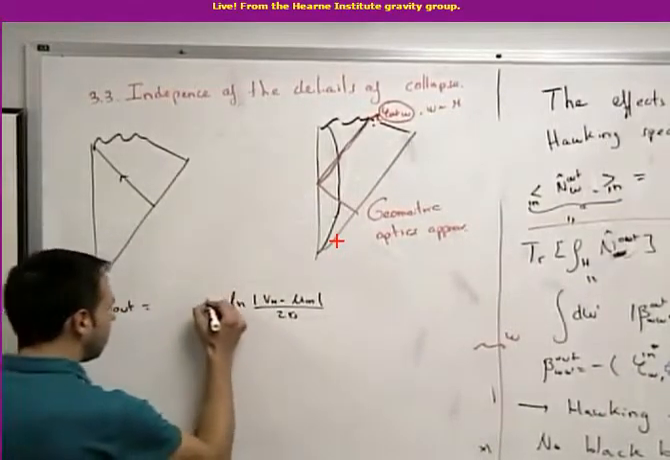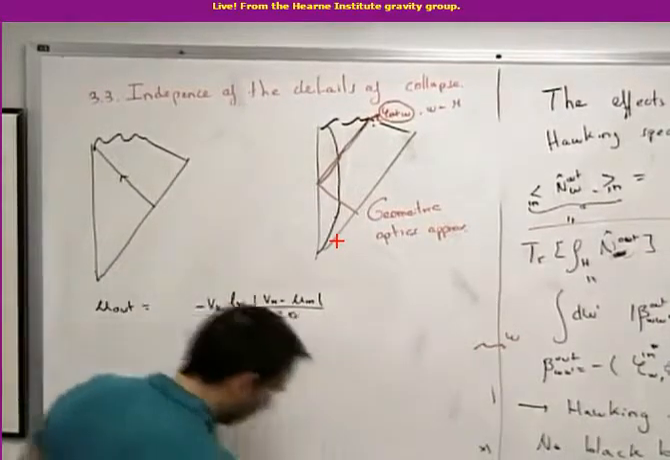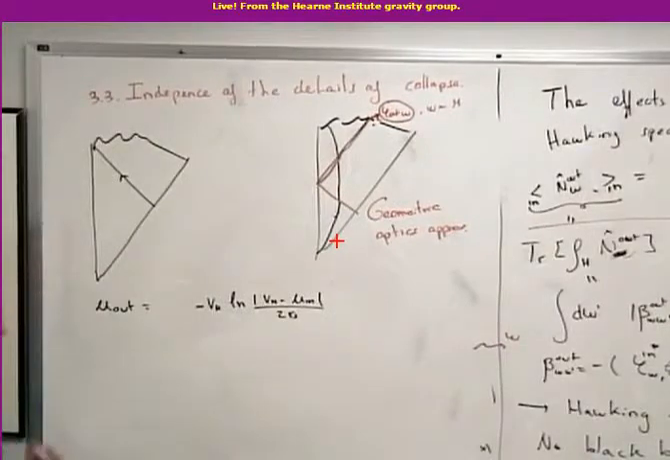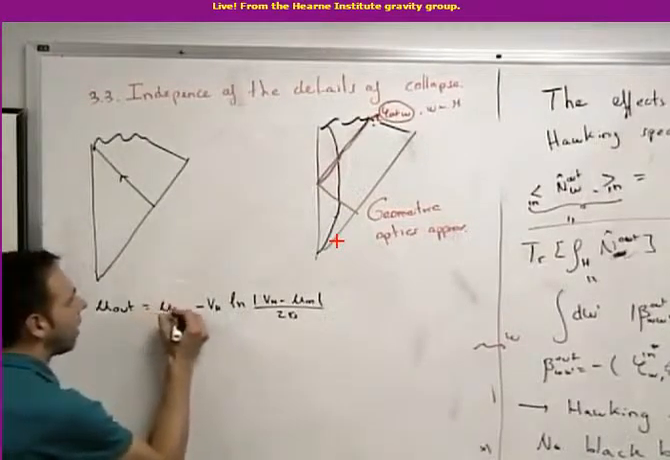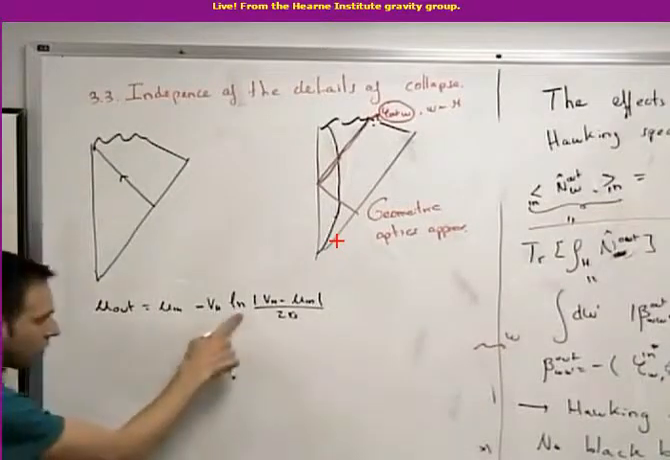I mean, sorry if I go fast, but otherwise we are going to be super slow. So remember that this is the relation between in and out coordinates that I use, and I emphasize that this log is responsible for the Hawking effect.